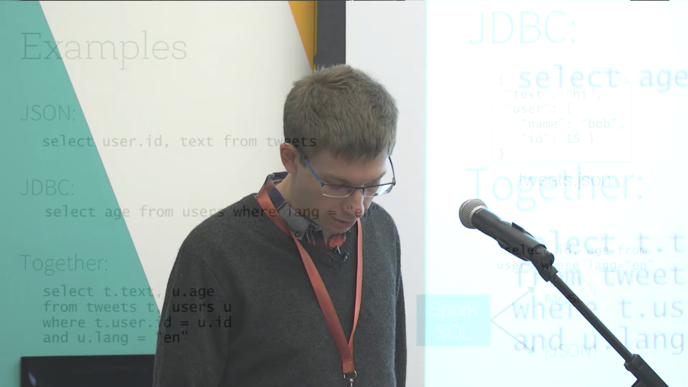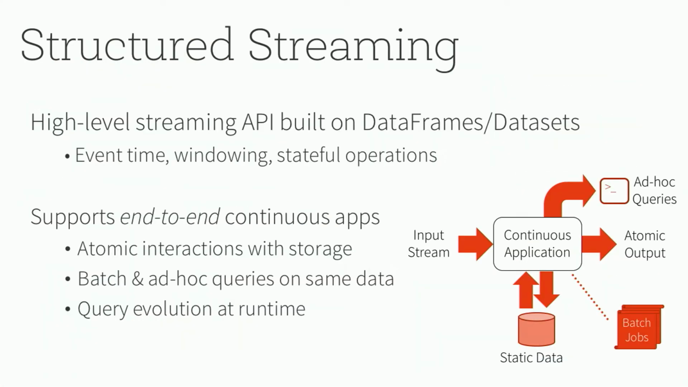And then the second example I want to talk about where this is powerful is structured streaming, which is the high-level streaming API built on DataFrames and datasets that came out basically last summer, 2016. So this is a higher-level API that tries to keep all these properties, the query optimization and so on. It supports things like event time processing, windowing, and stateful operations.